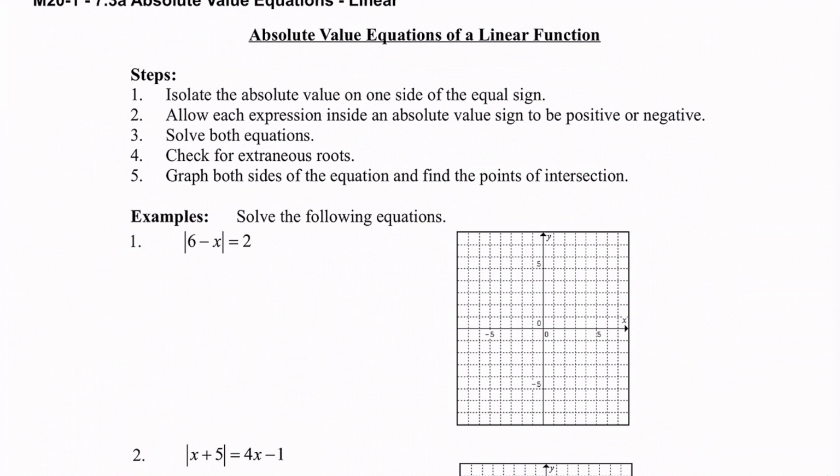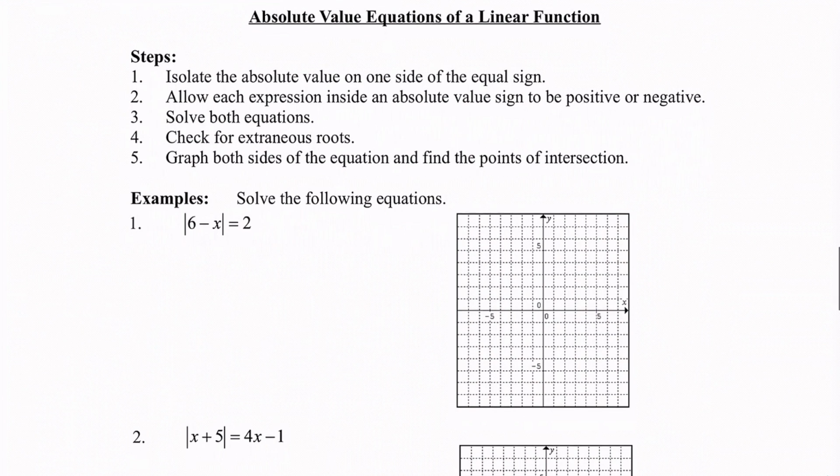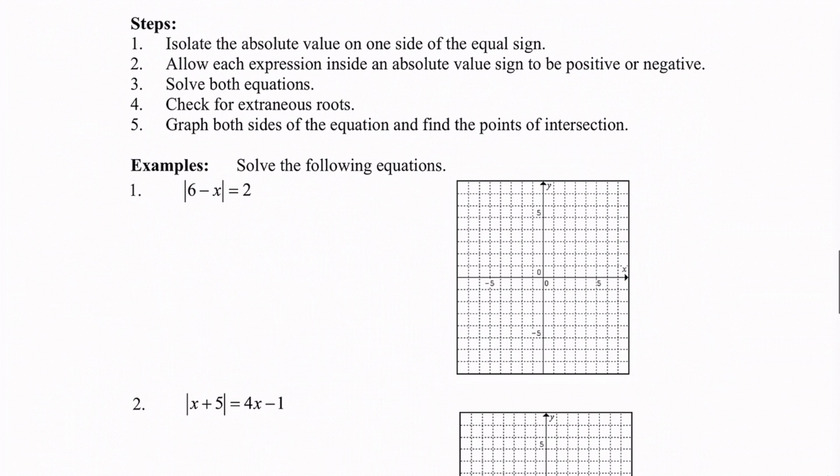Okay, so let's get into this first one, number 1. So we have the absolute value of 6 minus x, and that equals 2. So our steps, we first wanted to isolate the absolute value. We've already done that. Then what we needed to do was we're going to make whatever is on the other side a positive and a negative.